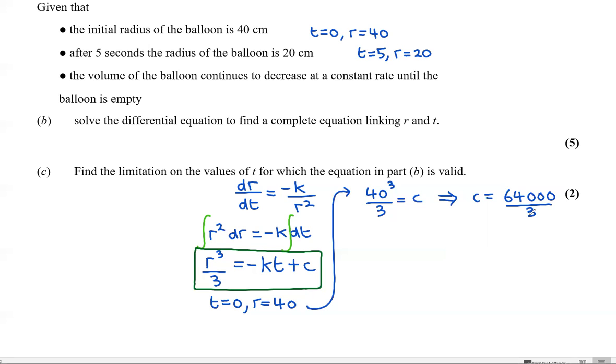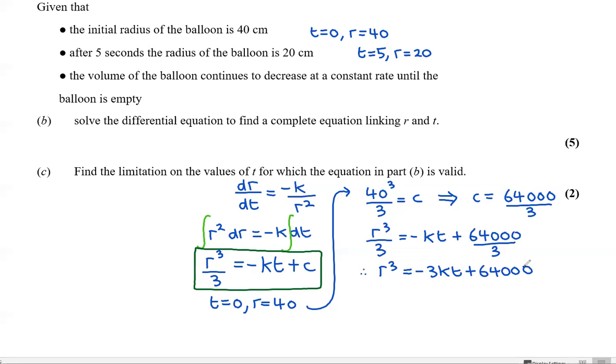Okay. Now, let's just rewrite our general solution. So we now have r cubed over 3 is now equal to minus kt plus 64,000 over 3. So it might be a good idea now to multiply by 3 to clear those thirds. So therefore, r cubed is going to equal negative 3kt plus 64,000. So we now need to find k.